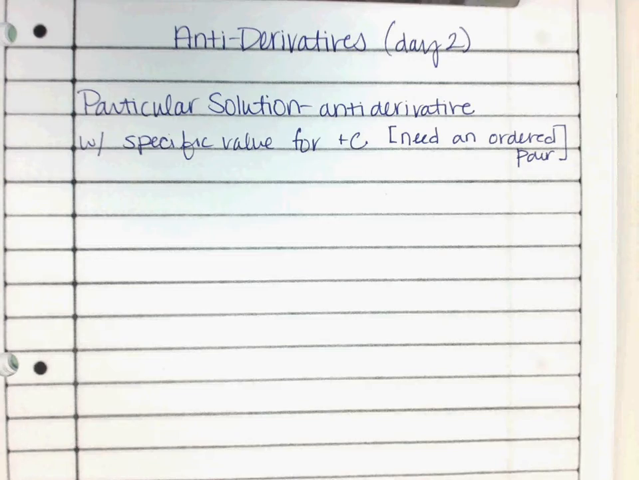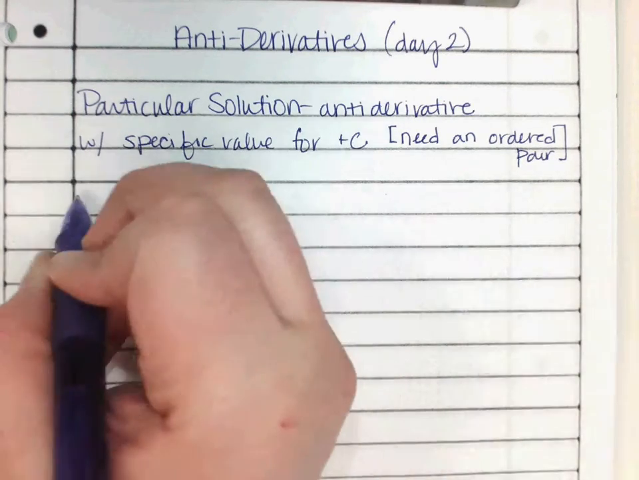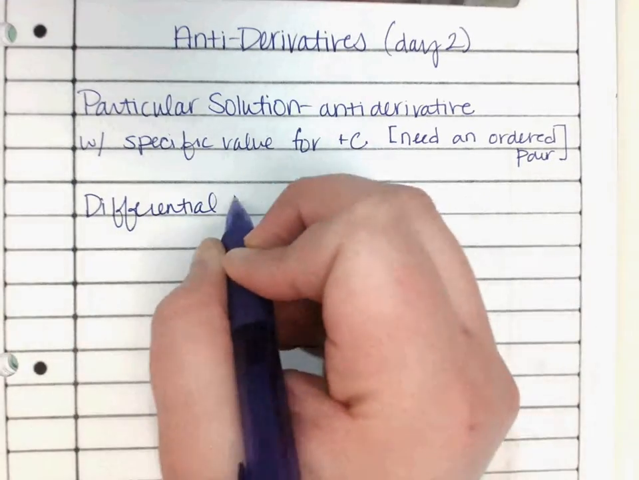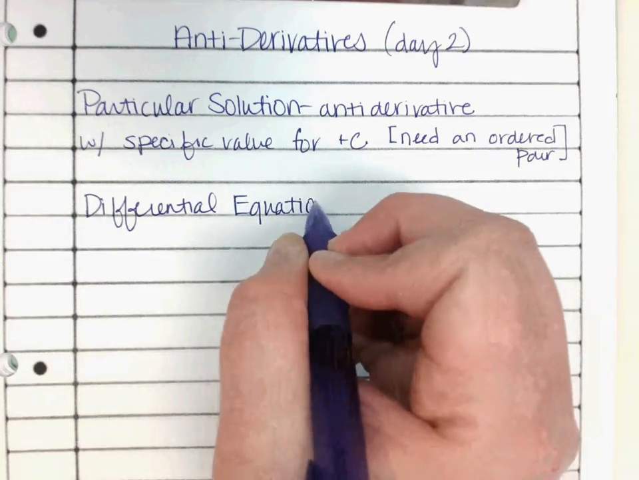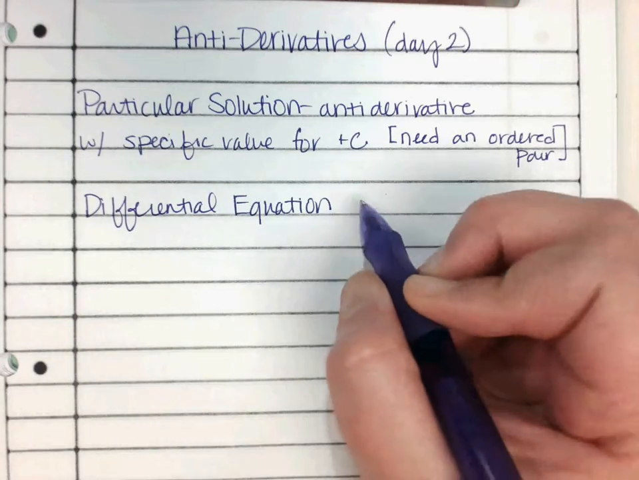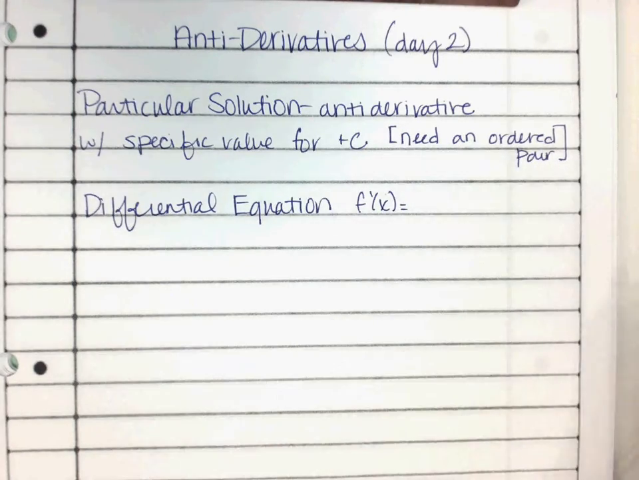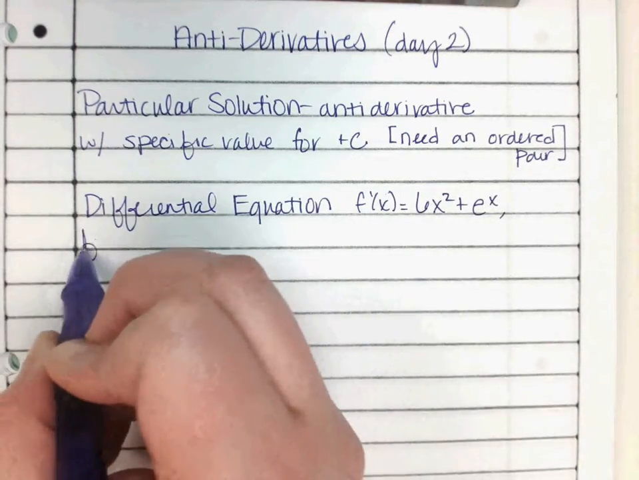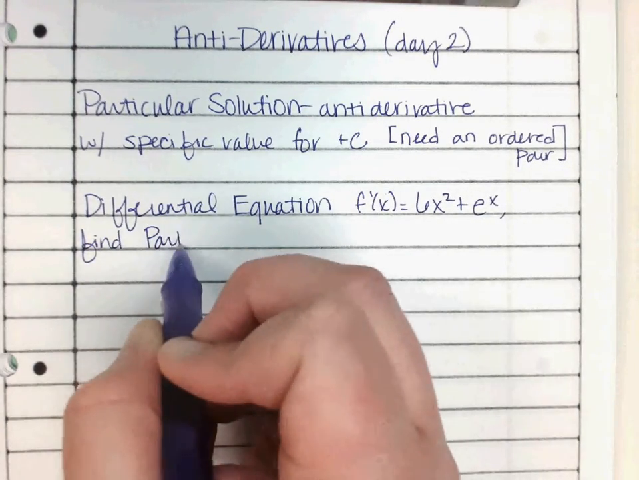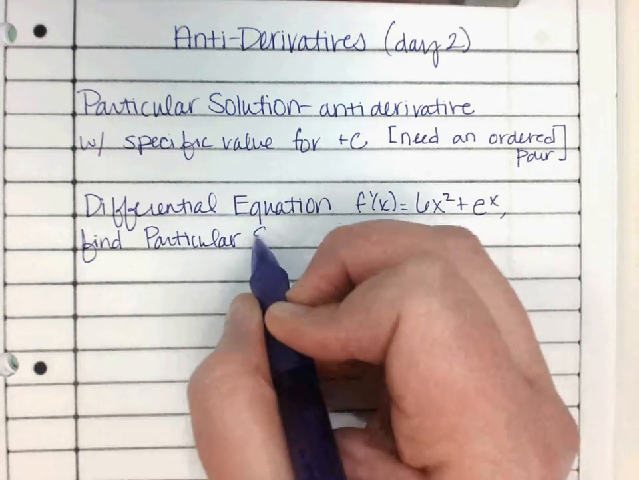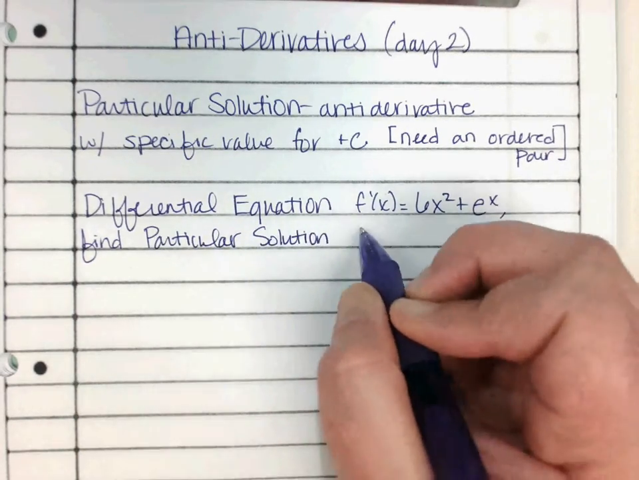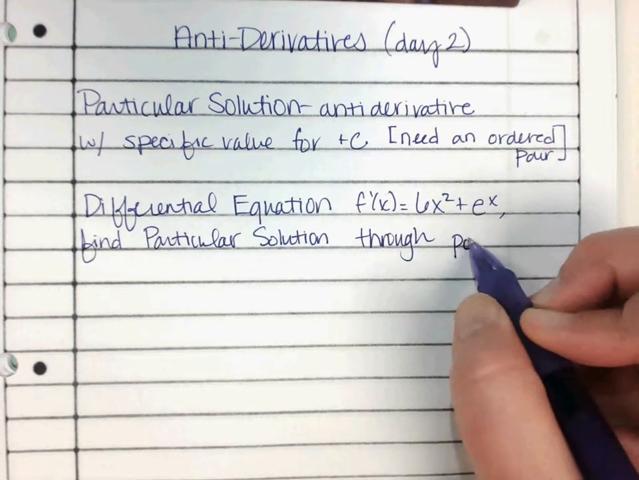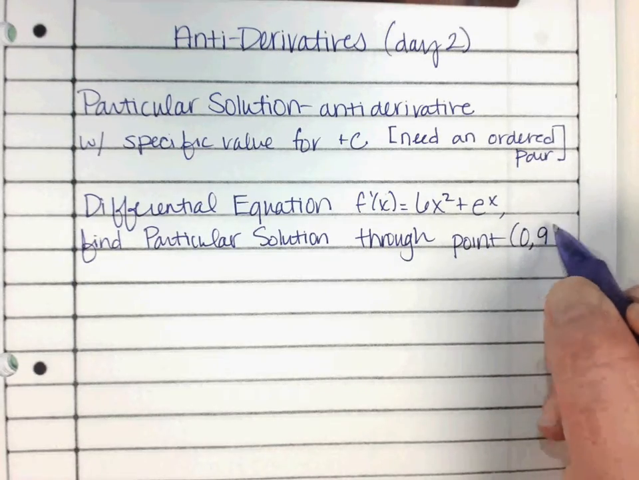Alright, ready? So, first question. Differential equation. It's going to be f prime of x equals 6x squared plus e to the x. Find the particular solution through point (0, 9). Okay.